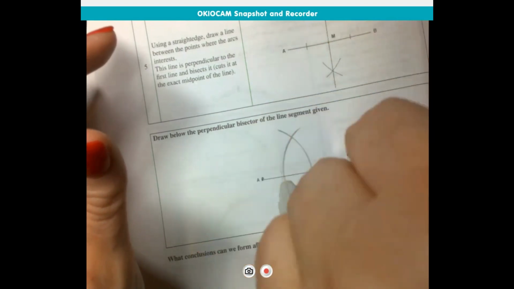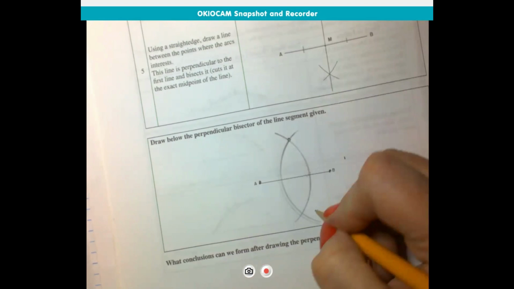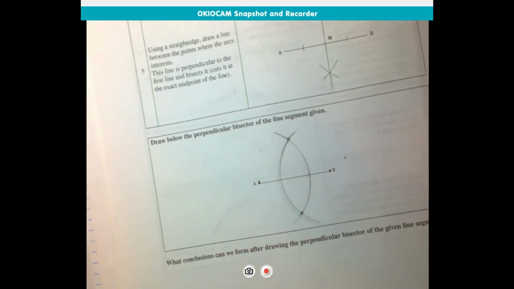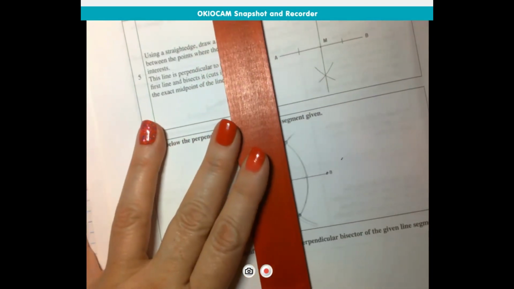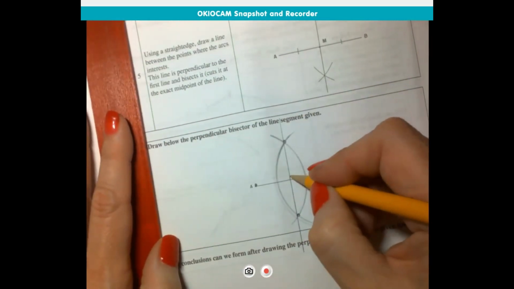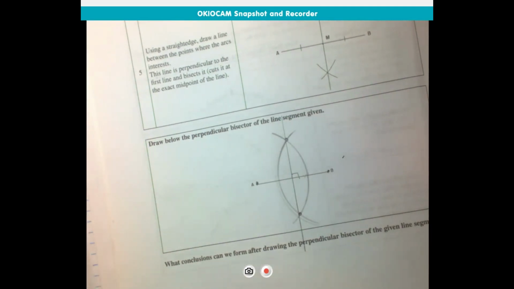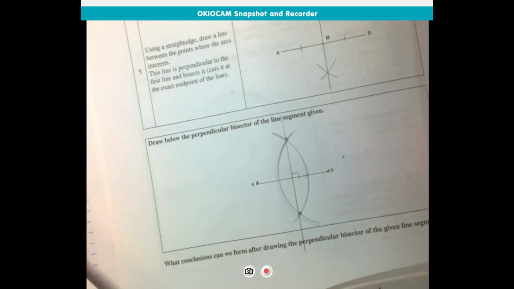And you're going to see that the curves intersect on the top and on the bottom. So on those points right there, you're going to make it darker, and then you're going to use a straight edge, and you're going to draw the perpendicular bisector. Right? So, and that's why you get that. Let me see right here. Let me find what you need to write in there.